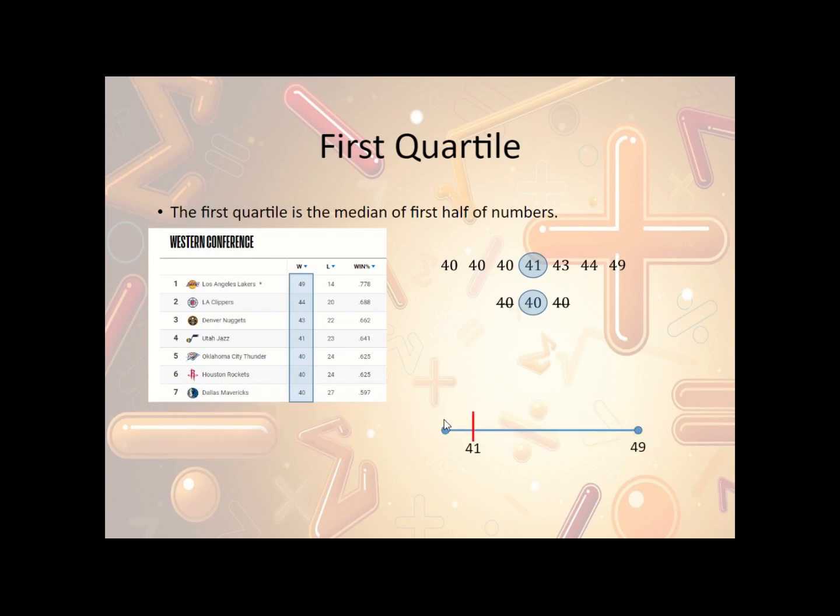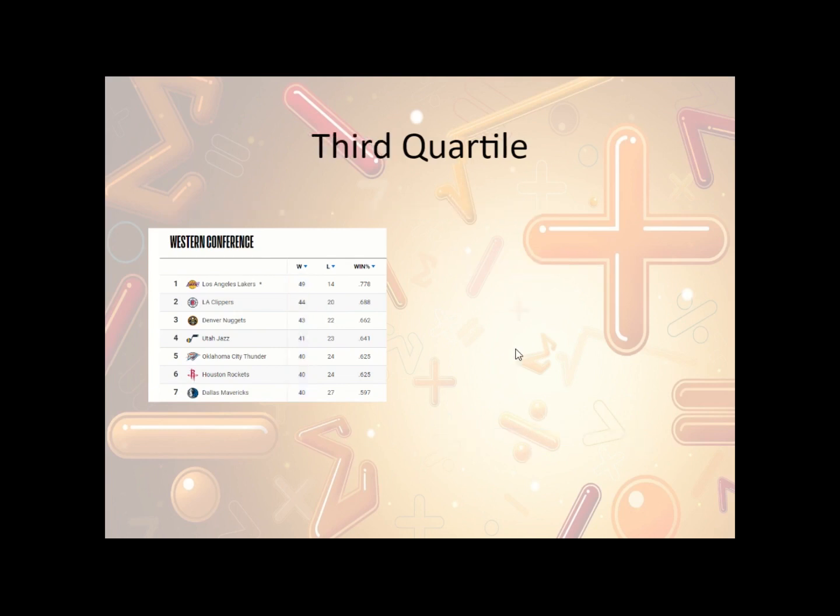So we're going to go here to 40, and we're going to draw our line right there. So there's the edge of our box. There's our median. Now we need to find the other edge of this box, and we do that by finding the third quartile.